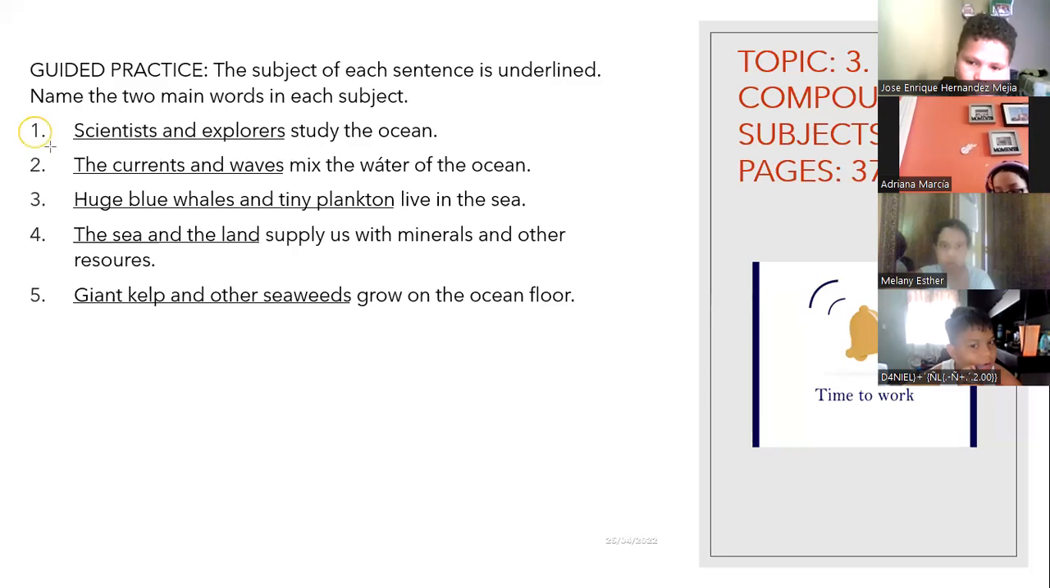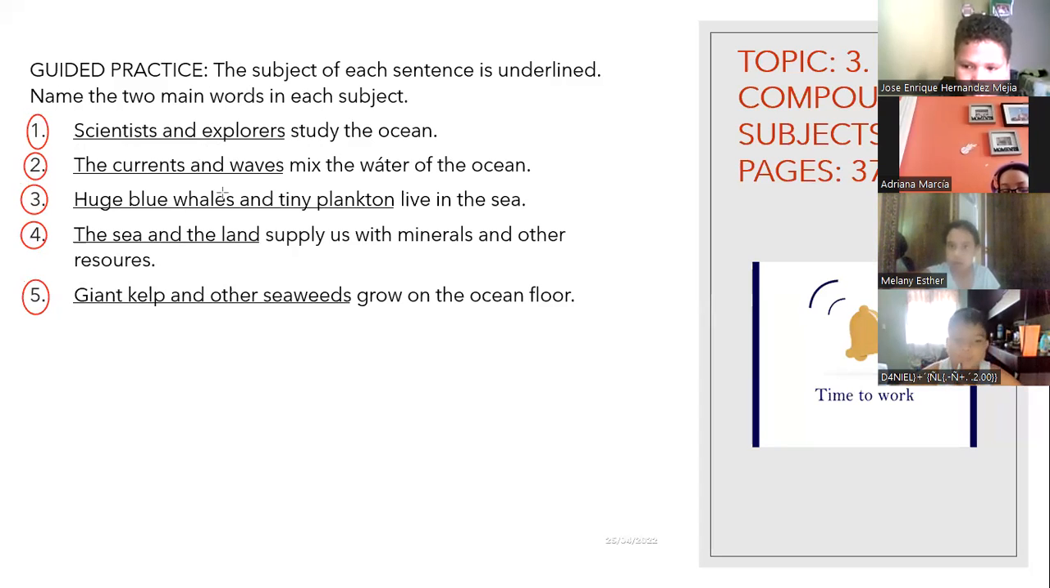Scientists and explorers. Only copy that. Number one, two, three, and four, because I have an online worksheet for you. So we only need to copy the underlined information. The underlined information is the subject of the sentence.